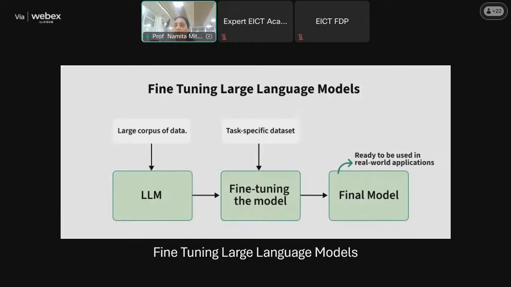For example, we want to do it for sentiment analysis. There may be a lot of or huge data, but we want to have only the specific data. So again, we have to train the same model on our classified data.